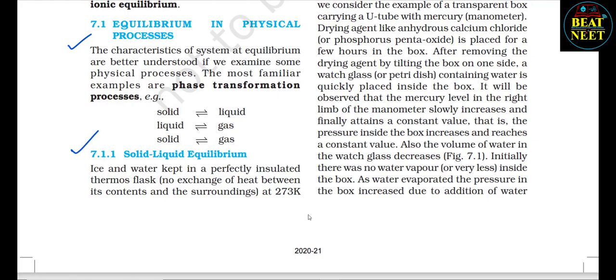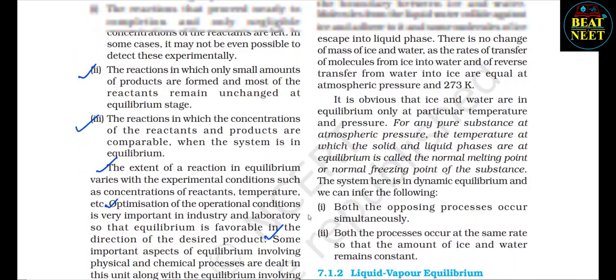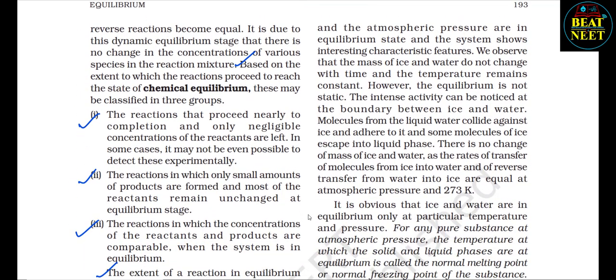7.1.1 Solid-liquid equilibrium. Ice and water are kept in a perfectly insulated thermos flask. There is no exchange of heat between its contents and the surroundings. At 273 Kelvin and atmospheric pressure, they are in an equilibrium state and the system shows interesting characteristic features. We observe that the mass of ice and water do not change with time and the temperature remains constant.